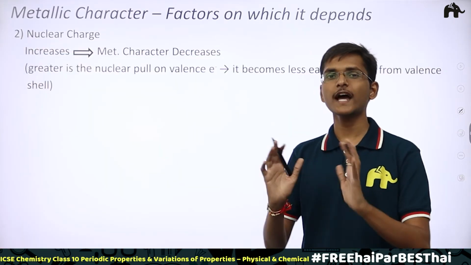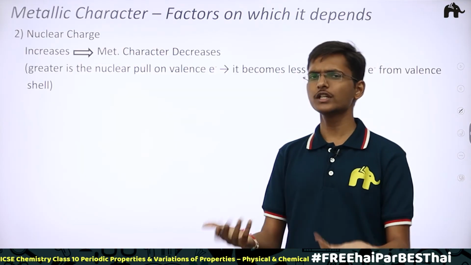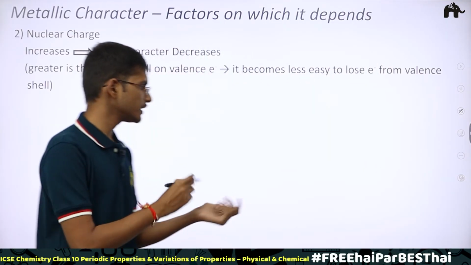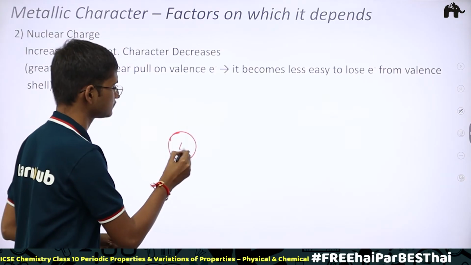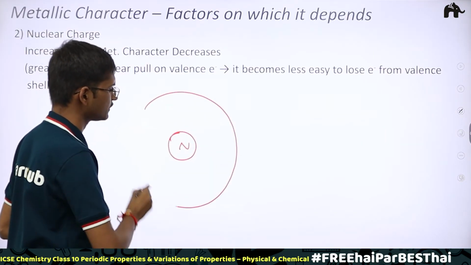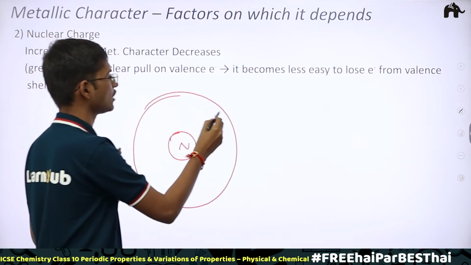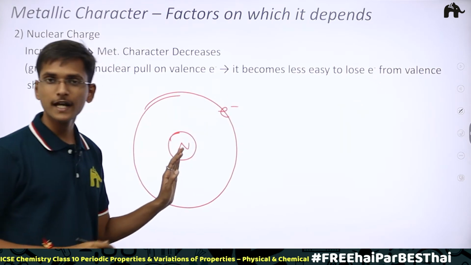Now let's see what happens to the metallic character of an element when the nuclear charge increases. Again, we are going to take a very cute nucleus and a very cute atom. This is the outermost shell of the atom, and the outermost electron of the atom.